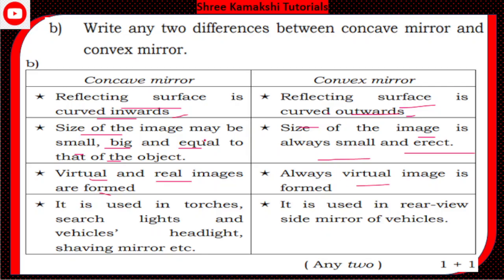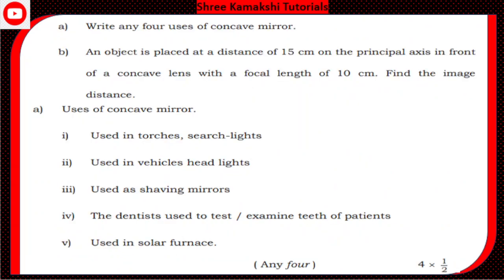The concave mirror is used in torches, searchlights, vehicle headlights, and as a shaving mirror. These are the uses of a concave mirror. Next, the convex mirror is used as the rear view side mirror of a vehicle. Understand, students? The next question.